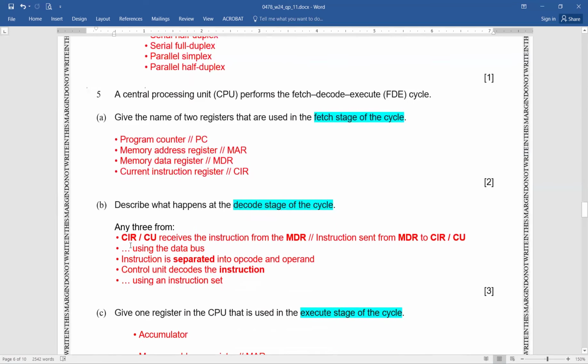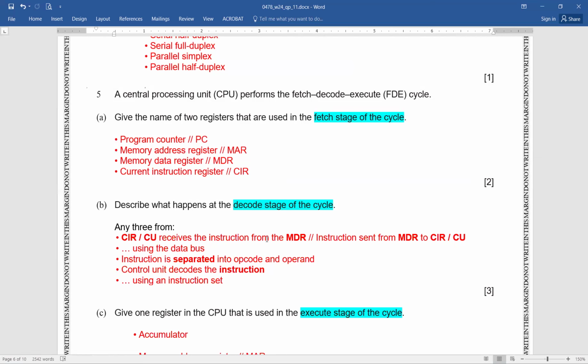So you can see CIR or CU is going to receive the instructions from the MDR, instructions sent from MDR to CIR, and this is using the data bus. So actually, the very first thing is the CIR will receive the instruction from MDR. Again, for this, you need to recall your FDE cycle flow chart that we have discussed. Remember the flow chart, and from there we have framed small points also. This is going to help you in answering this question.